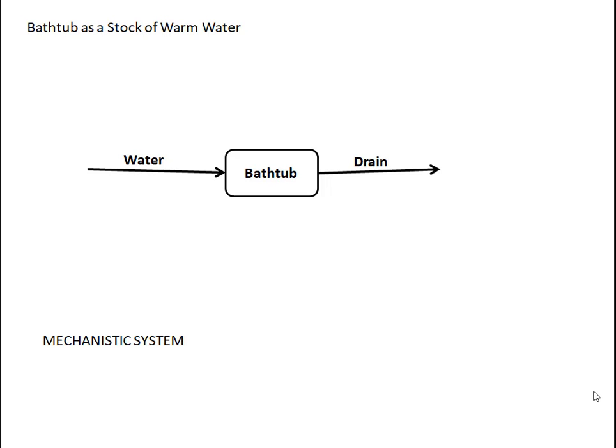So I might ask myself, what else is going on when I'm looking at a bathtub, controlling it as a mechanistic system that is a stock of warm water. And the first thing I might realize is it's not just water that goes in, it's hot water versus cold water. I have a separate spout for each. So they really are separate inputs, because the way I'm going to control the temperature of the water in the bathtub is I'm going to vary the amounts of hot and cold water that I put in as I go through.